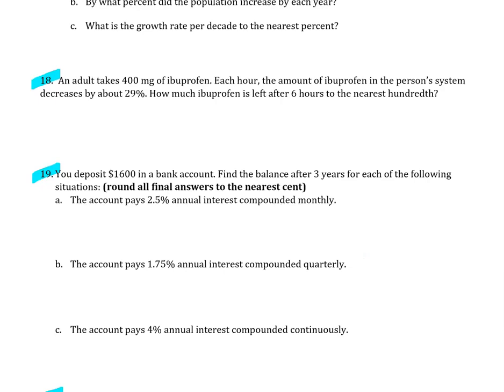Okay, an adult takes 400 milligrams of ibuprofen. Each hour, the amount of ibuprofen in the person's system decreases at about 29%. How much ibuprofen is left after 6 hours to the nearest hundredth? Okay, so they initially have 400, and it's decreasing by 29% each hour.